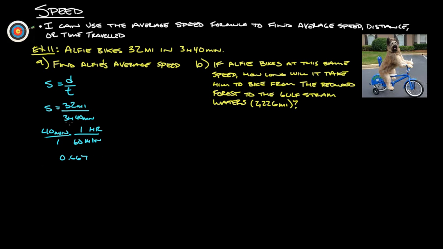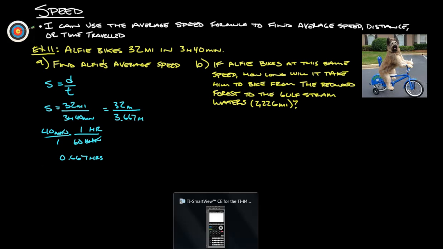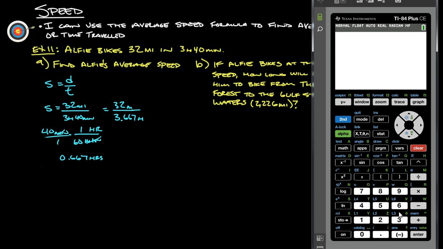0.667 hours, right? So what this can now equal is 32 over 3 hours plus 0.667 hours, because the minutes are gone. So 3.667 hours. So 32 miles per every 3.667 hours. So let's figure that out. We've got 32 divided by 3.667. That should be good enough.